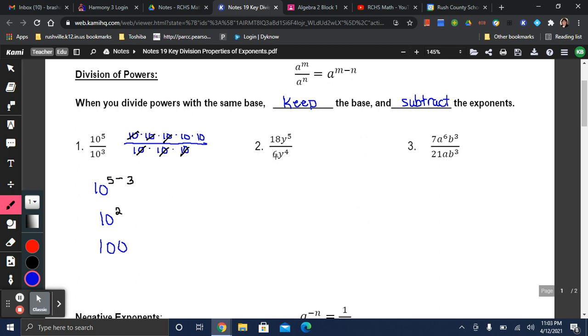Now, the 18 and the 6 do not have exponents. So 18 and 6 will reduce or divide with just regular division. So 18 divided by 6 is 3. And then your y's, you have an exponent of 5 in the numerator, an exponent of 4 in the denominator. We're going to keep the base. Subtracting the 5 and the 4, we would get 1.